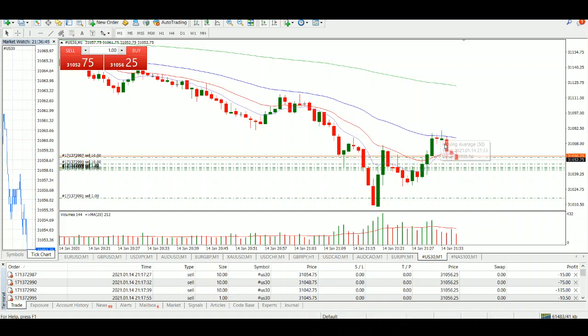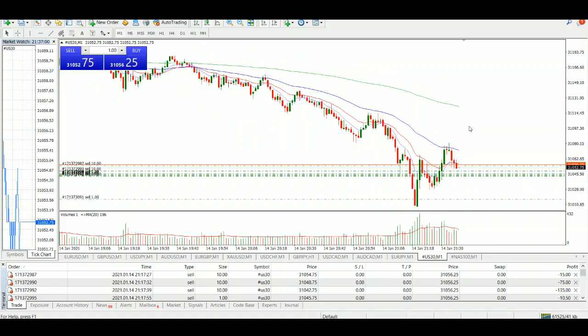So, rejection, crossing the second resistance area, and bouncing off from there. We need big volume to be crossing EMA 20, so we start to see big red candles to take the market down much further.